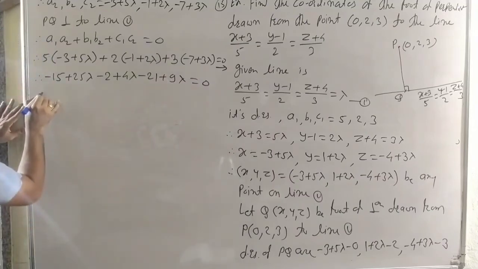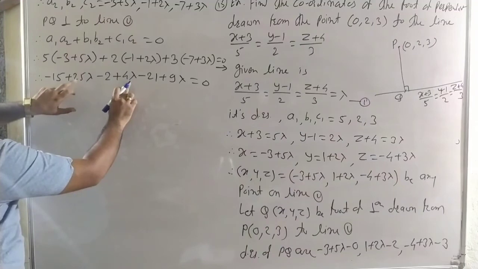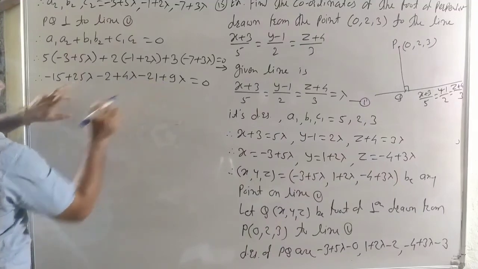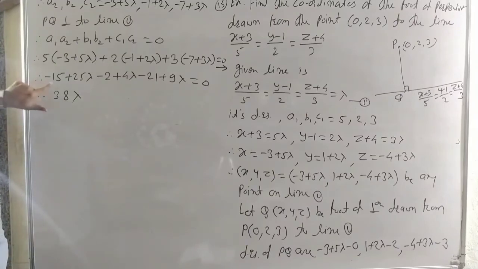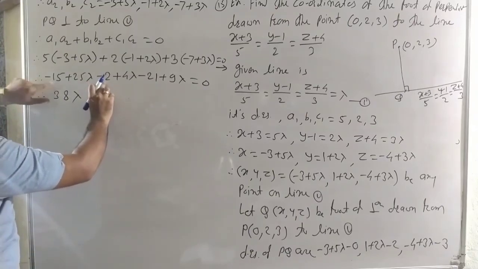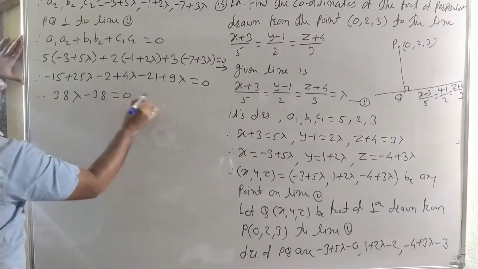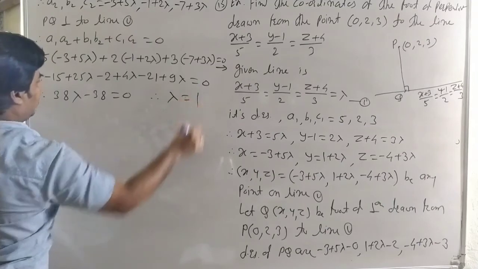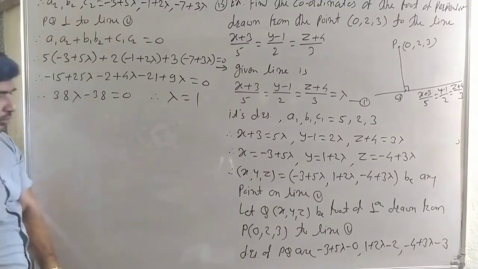Now 25 + 4 is 29, 29 + 9 is 38, so 38 lambda. And -15 - 2 is -17, and -17 - 21 is -38. So 38 lambda - 38 = 0, and therefore lambda = 1.